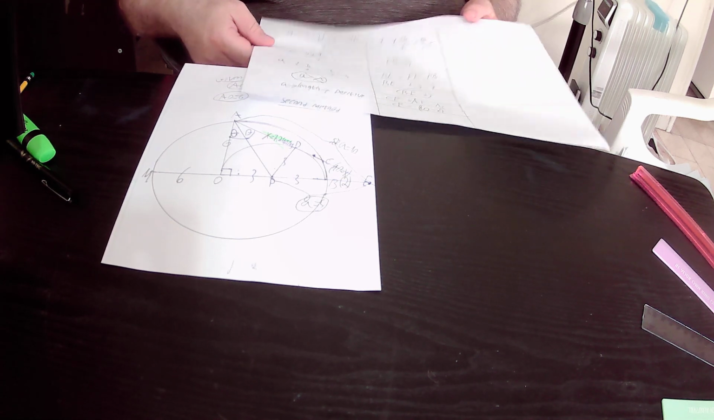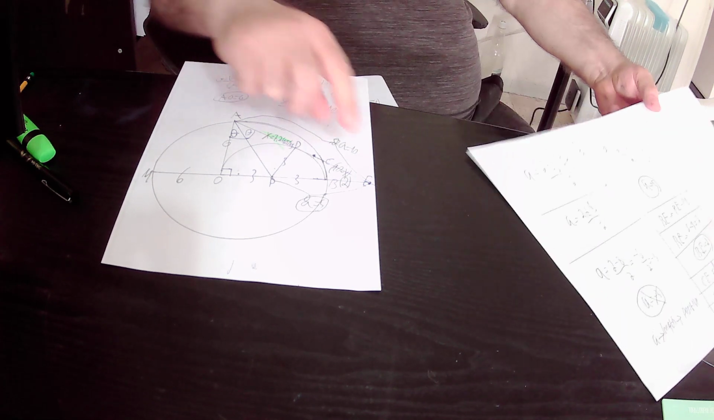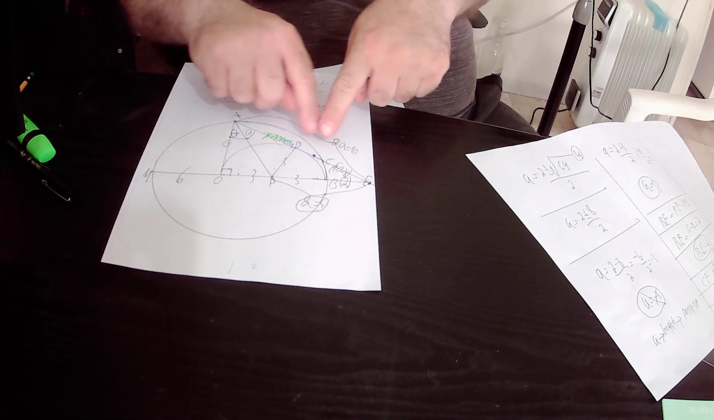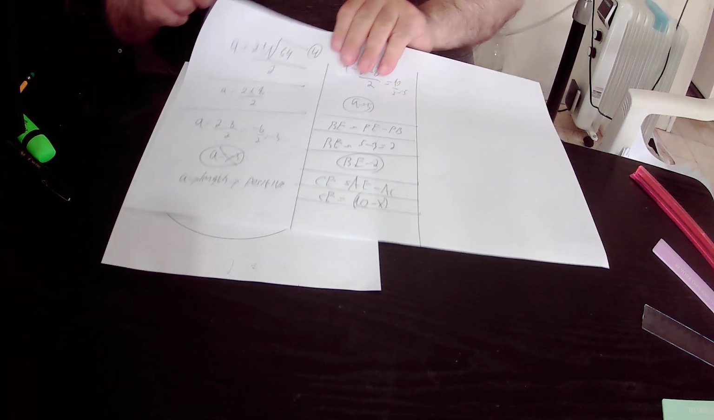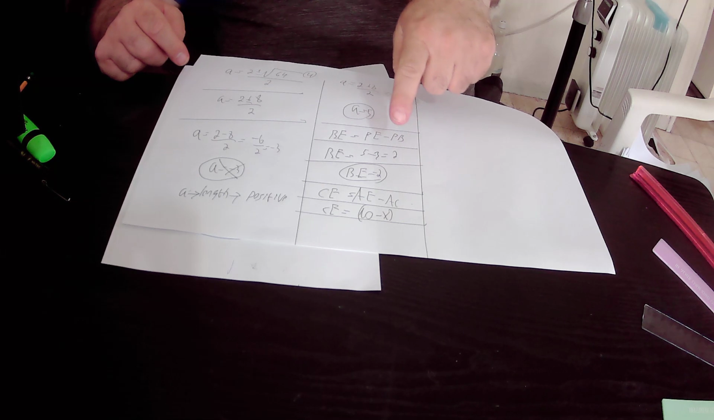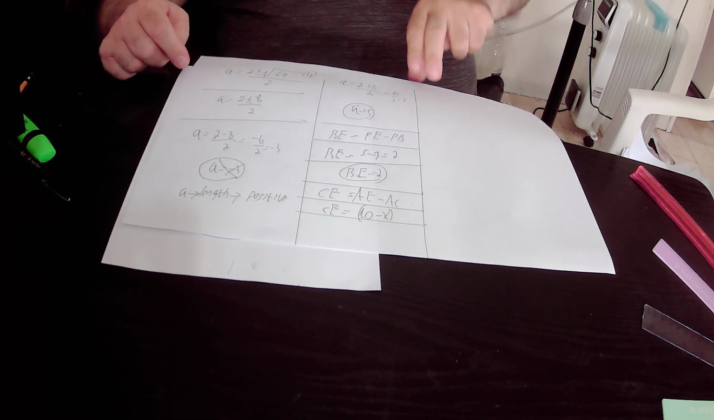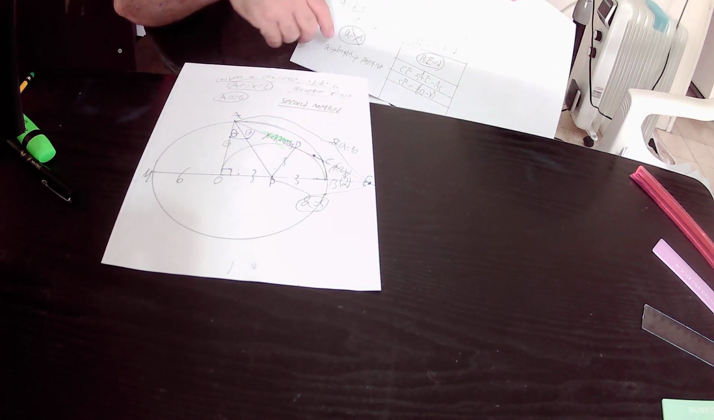Then we find the length of line segment CE. From the drawing, it is easy to see that CE equals AE minus AC. AE equals 10 units. AC equals X. So in conclusion, CE equals 10 minus X.